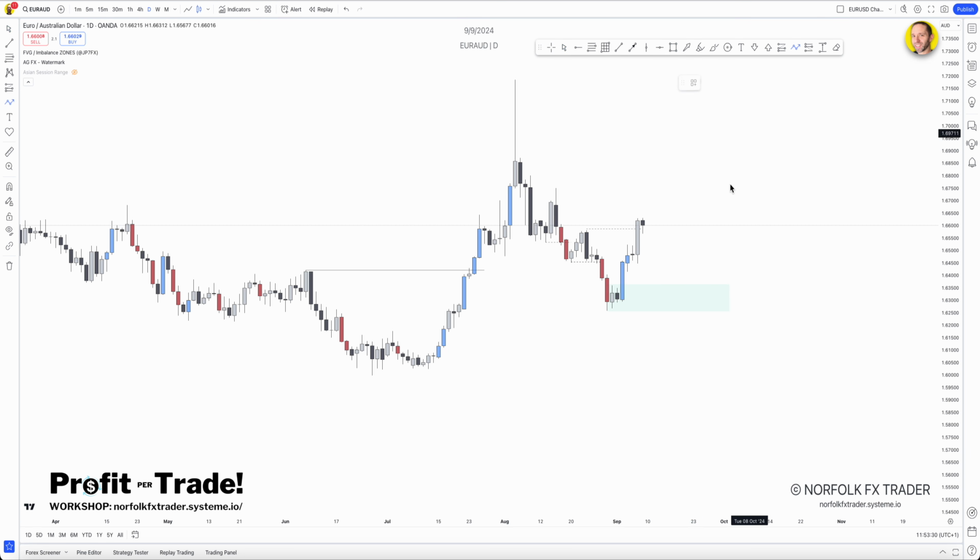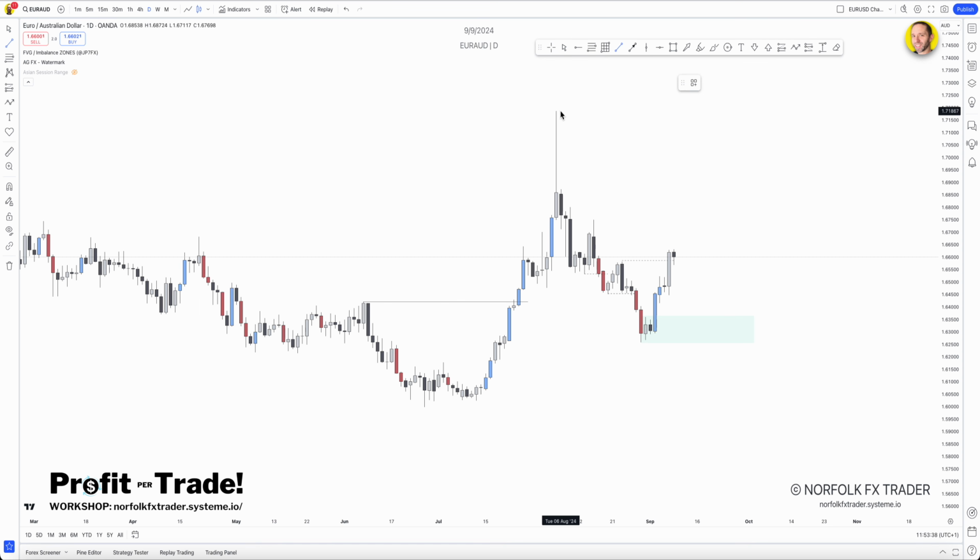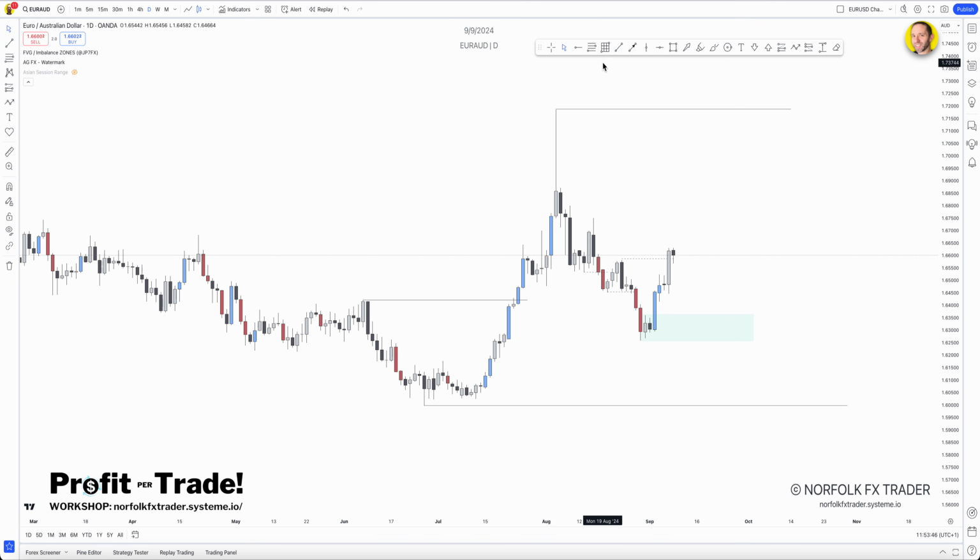So we could be looking for a swing pullback on the internal structure to run higher once again. On a swing structure, we have this as a potential weak high. Let's mark this out. This is my low. So you can see we have a break of structure to the upside. There's my swing move pullback.